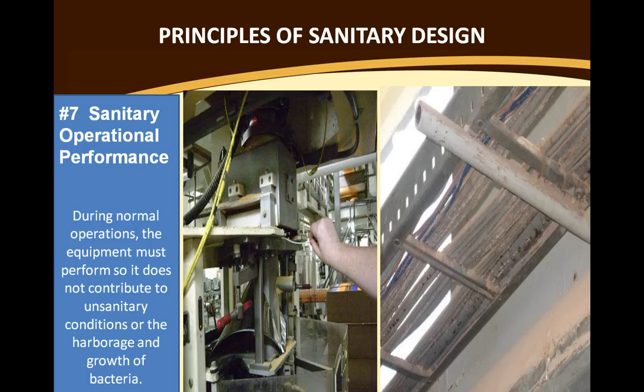Sanitary design operational performance. During normal production, standard methods of operation must be performed in such a way that does not contribute to unsanitary conditions for the harborage and growth of bacteria. Avoidance of spillage and effective separation of product contact and non-contact zones are important. To ensure hygienic operation, it's essential that the design take into account components and parts that will be touched by the operator and maintenance. And some things to be on the lookout for: hygienic design of your maintenance enclosures.